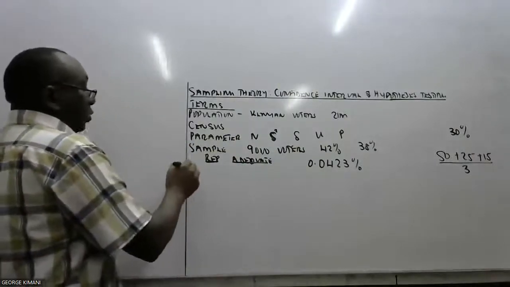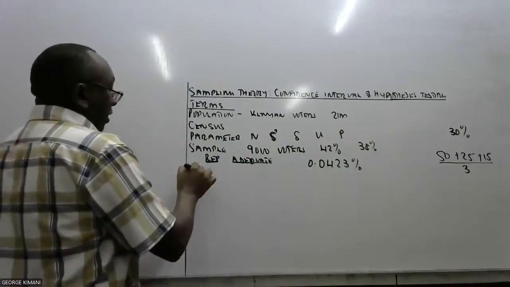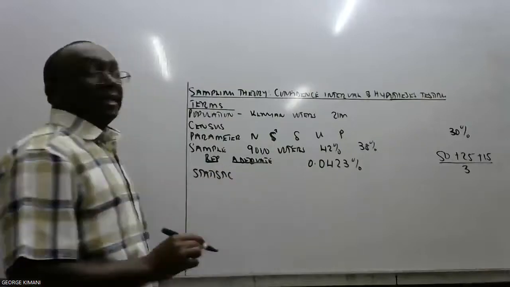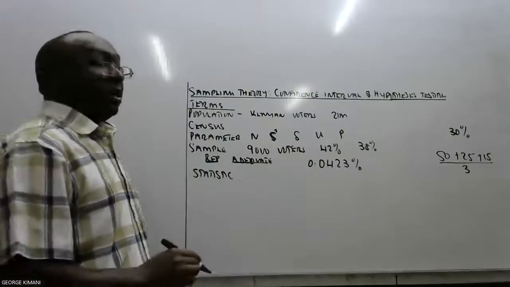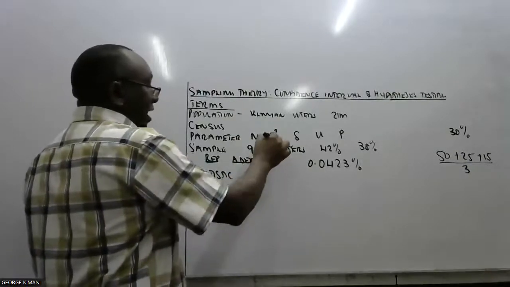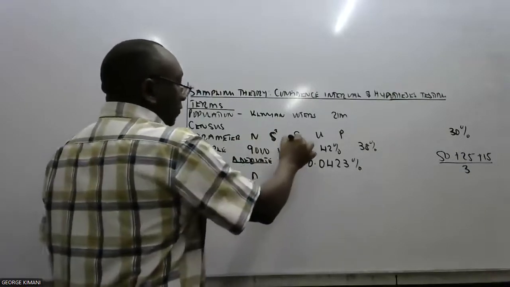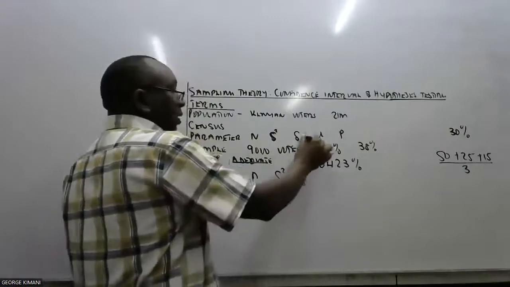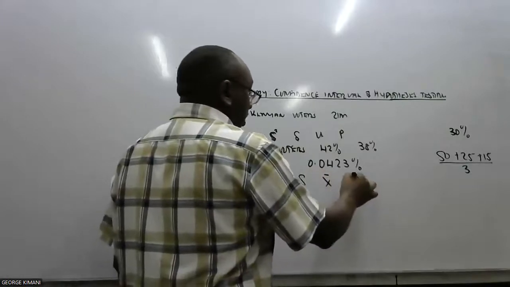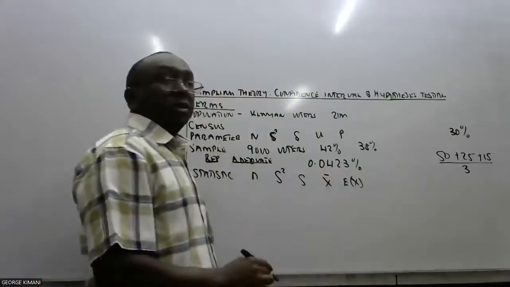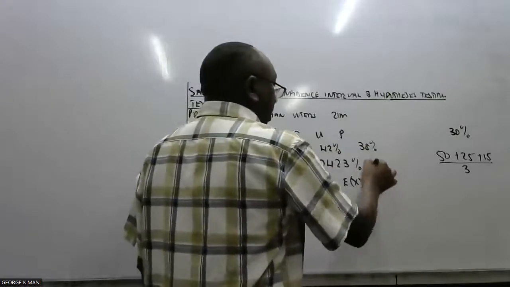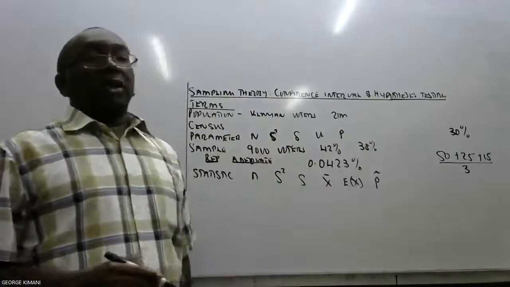The next thing is what we call a statistic. Now, a statistic is a measure that describes the character of a sample. For the size, we use small n. For the variance, we use s squared. For the standard deviation, we use s. For the mean, we use either x bar or the expected value of x, like the one we were computing yesterday. For the population, we use something like that. We call it p hat.